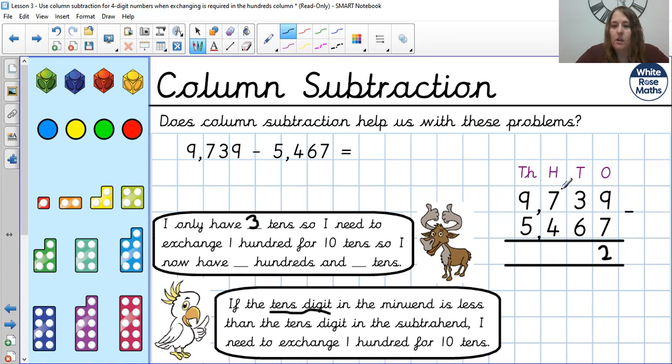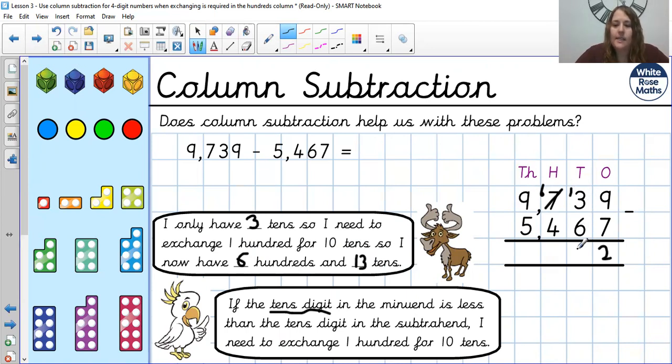So I'm going to go to my hundreds column, cross out my 7 hundreds and leave 6 there and put 1 into my tens column. So I've exchanged my 100 for 10 tens. So I now have 6 hundreds left and 13 tens. You can see that 13 there, and you can see it was 7 hundreds and now there's only 6. Okay, so now I can continue.